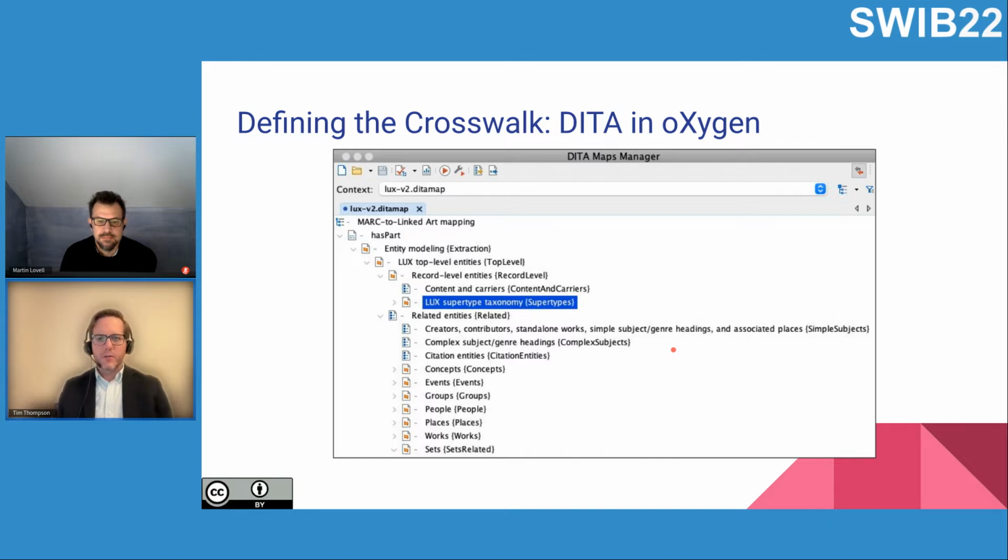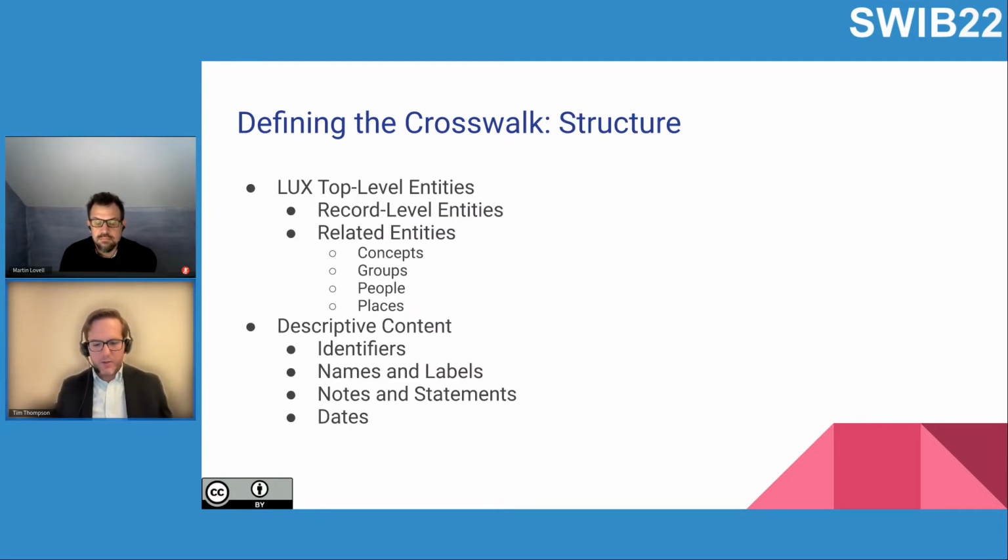To create and manage the crosswalk specifications, the Oxygen XML editor was used. Oxygen includes robust support for DITA, including graphical user interfaces for authoring structured documents using DITA elements and attributes. This slide shows an example outline of the MARC to linked art specification suite in Oxygen's DITA Maps Manager. There are currently 133 separate documents in the specification suite.